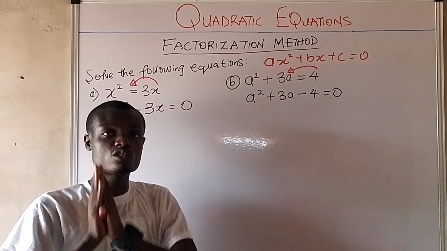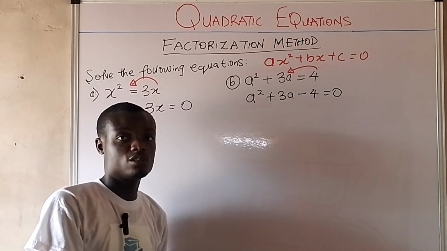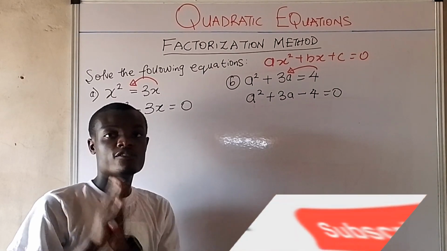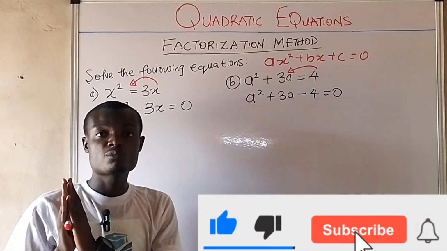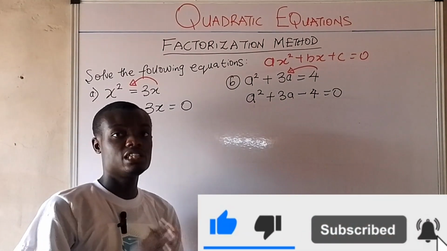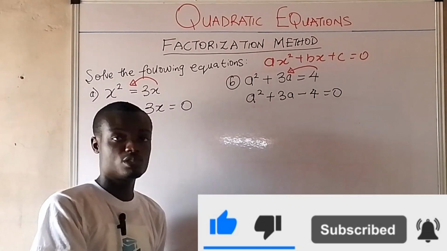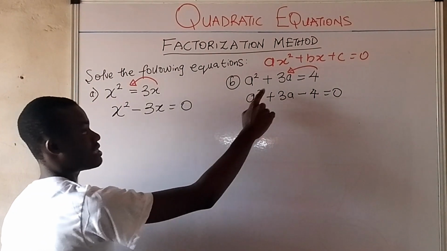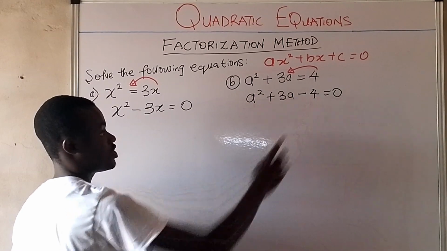So simply, if plus 4 crosses the equality sign, it becomes minus 4. If minus 4 crosses the equation, it becomes plus 4. If the multiplication sign crosses, it becomes division, and if division crosses, it becomes multiplication. So now we have this as x squared minus 3x is equal to 0, and we have this as a squared plus 3a minus 4 is equal to 0.